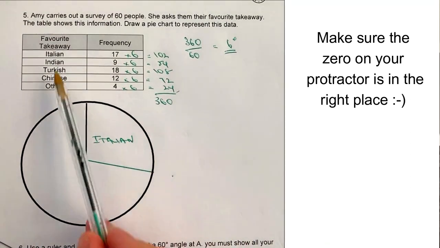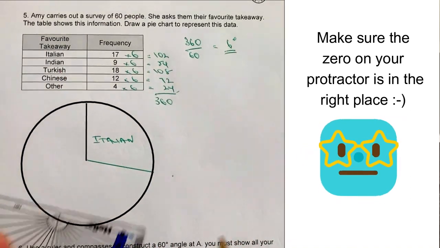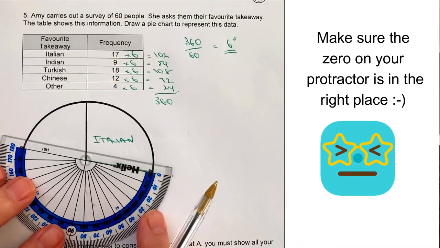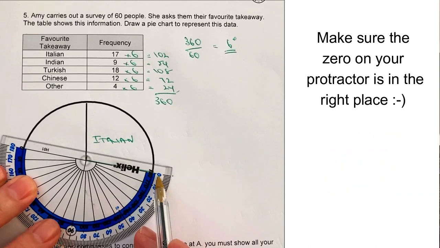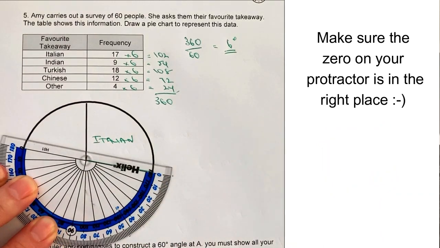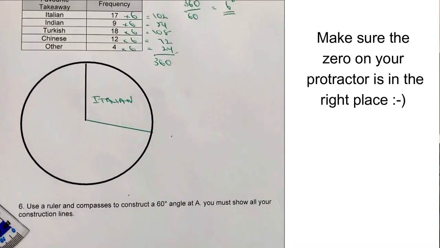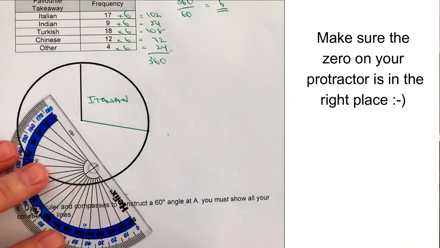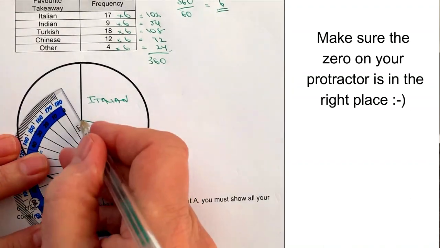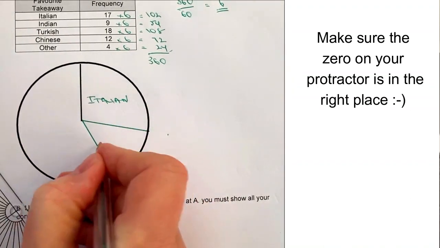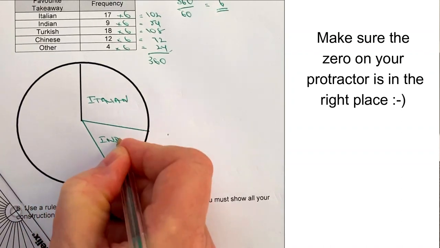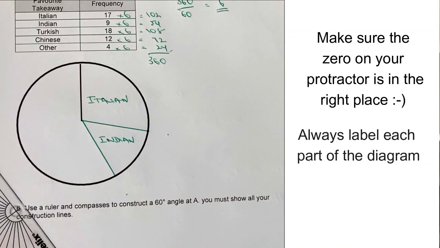All right, Indian is going to be 54 degrees. Now I need to make sure that my protractor is at zero at this line. I'm going to come round to 54 degrees and put a little dot. Okay, hopefully you can see that on the screen. I'll just move that up very, very slightly. Okay, there's my little dot for 54 degrees, and that's going to be Indian. Okay, and I'm labeling this as I go just because it's a little bit easier for me.